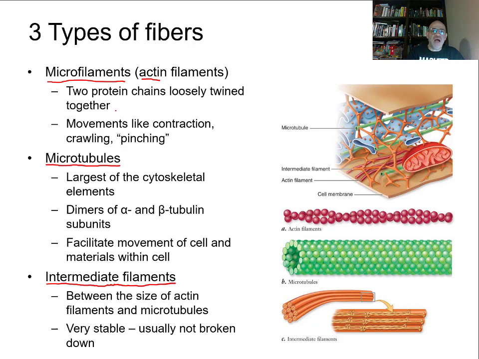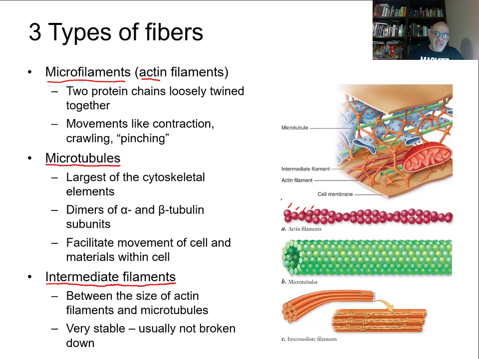Okay, so looking at the microfilaments, there's an image here, and it shows little subunits of protein called actin. And when they come together, they form fibers. So there's going to be two chains twisted up. So that's mentioned there in the description.